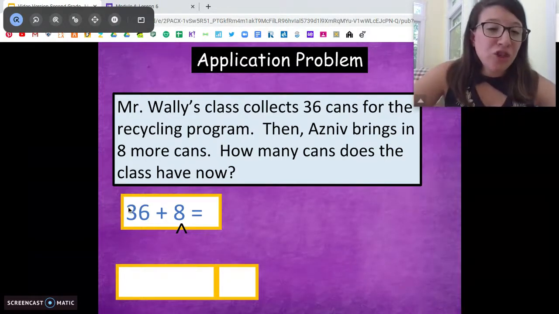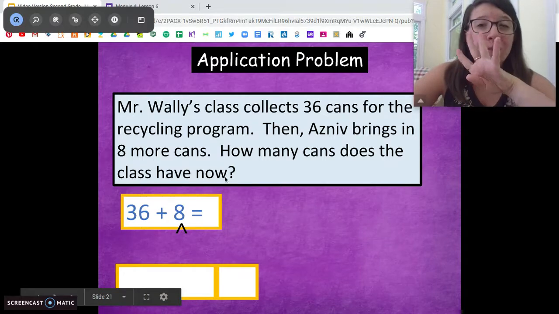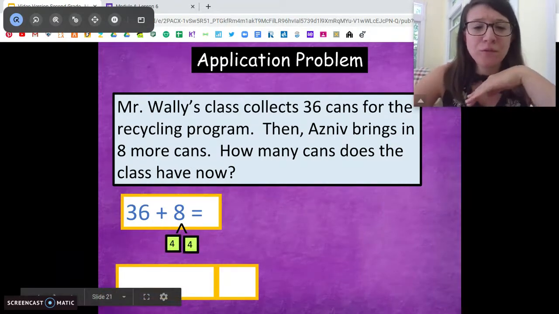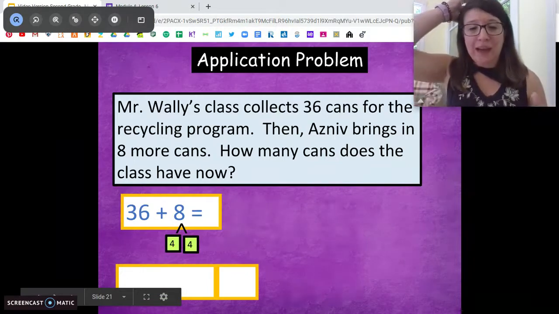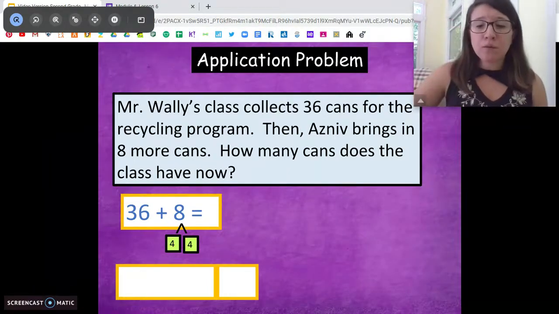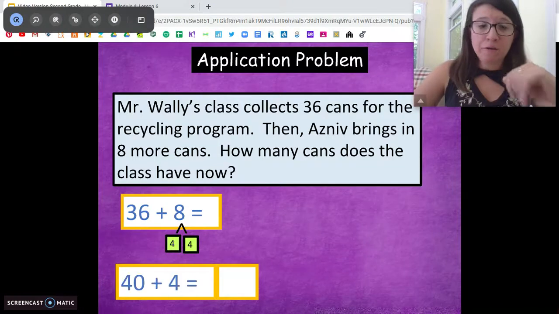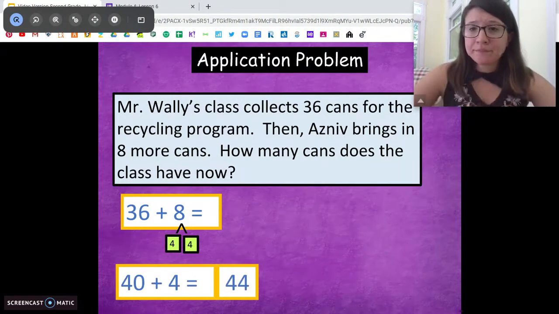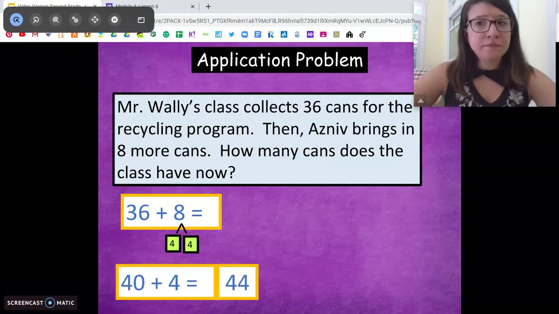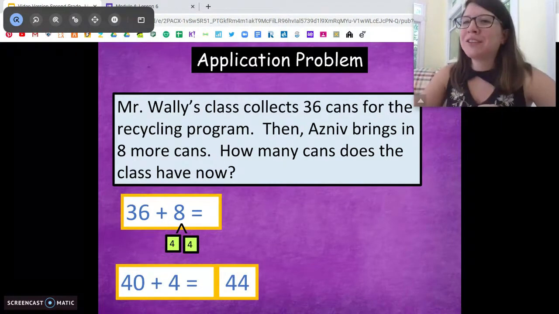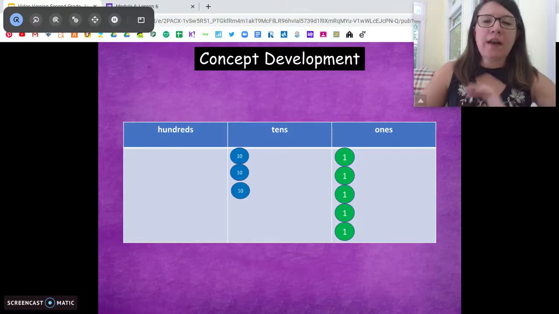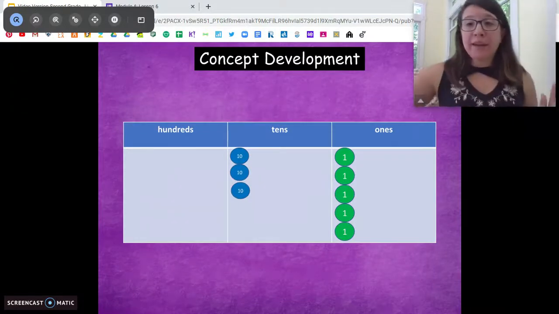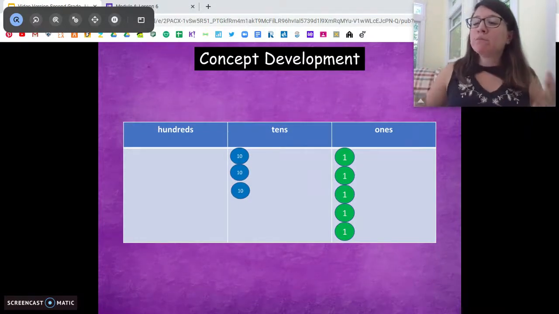And I know that 36 needs 4 more to get to the next 10. So I'm going to break down this 8 into 2 groups of 4, because that'll make it easier for me to add. So I'm going to add 36 plus 4. That's going to get me to our next 10 of 40. Add in those extra 4, we get 44. What does the 44 mean, though? 44 cans. Very good.